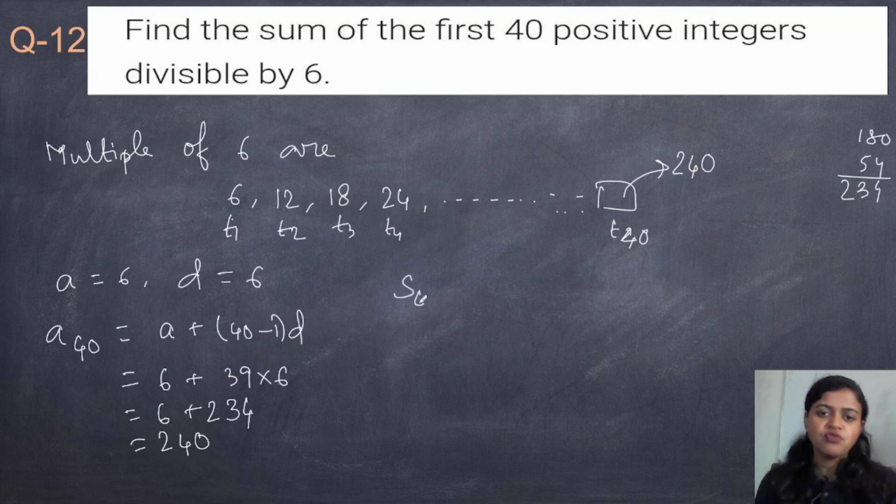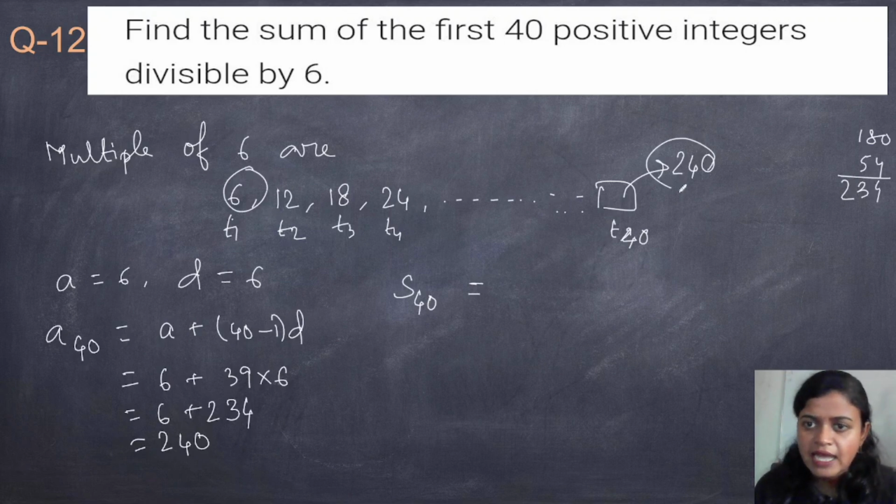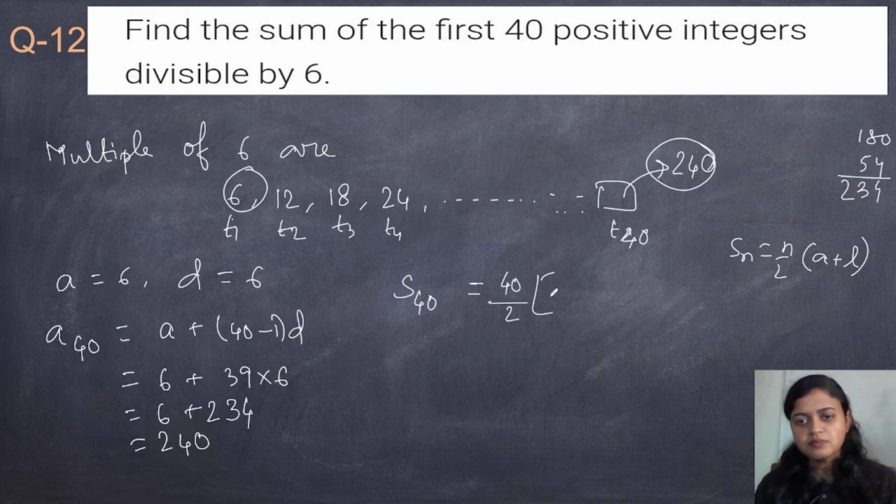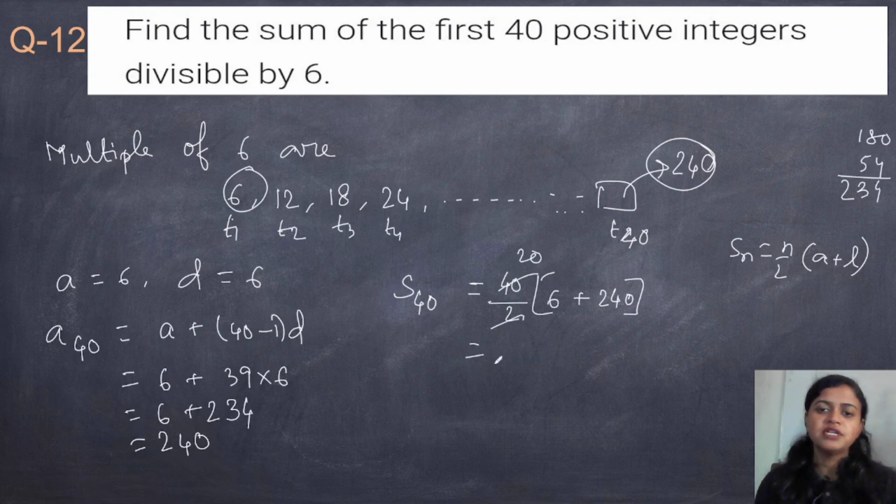Yeah, but you have to find the sum, that means S40. We know the first term and the last term, so you can easily apply the formula: Sn equals n by 2 into (A plus L), first term plus last term. So n by 2 means 40 by 2 into (first term 6 plus last term 240). If you cancel out, this will be 20 into 246.